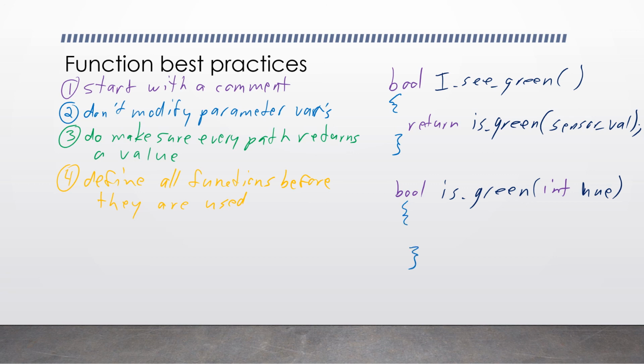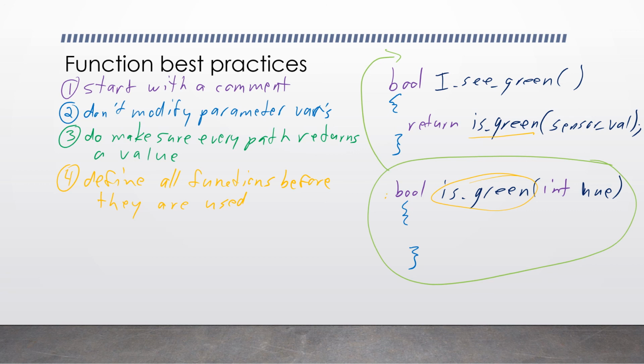Well, the C++ compiler runs through your code in order from top to bottom. It doesn't make multiple passes through your code. So when it sees return is green right here, when it sees the function call to is green right here, it hasn't gotten to the definition of the is green function yet, so it doesn't know what that means. It's going to return an error message right there saying that that's an undefined function. So what you need to do is take this whole block of code and move it up here so that that function is defined before it is used.